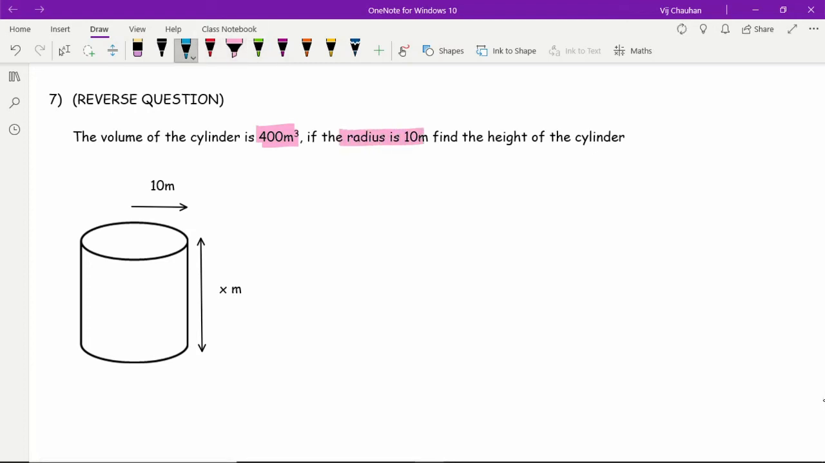Now obviously if you've not been given a diagram, then it's always worth drawing a diagram of a cylinder and labelling those two points. So all I need to know is that the volume is equal to 400 metres cubed. Now if I look at the formula for the volume of a cylinder, it's V equals pi times the radius squared times h.